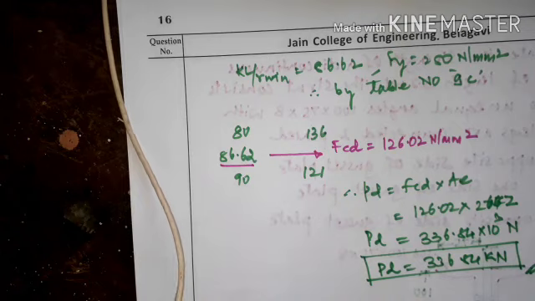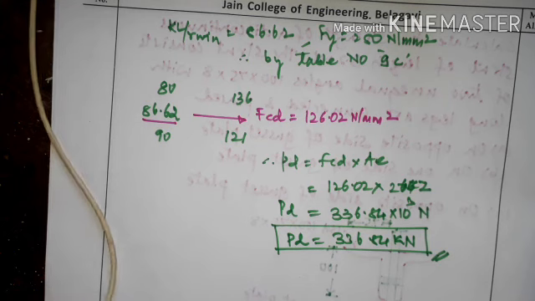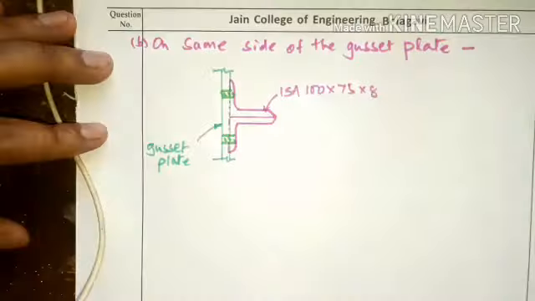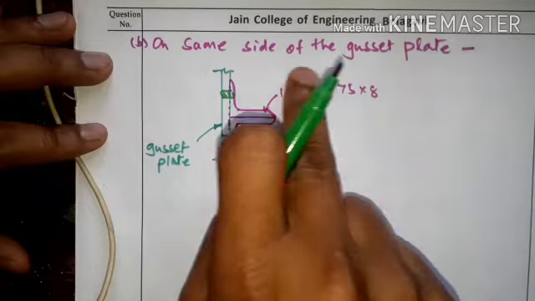Okay, this is regarding this. Understood? This is regarding when the two angle sections are placed back to back on opposite sides of the gusset plate. So the next case is on the same side of the gusset plate.